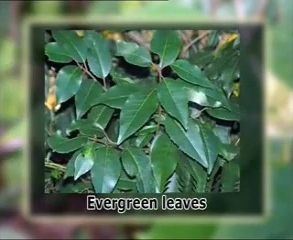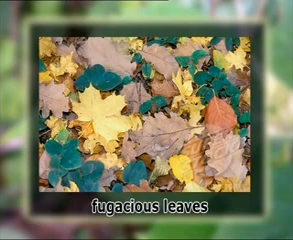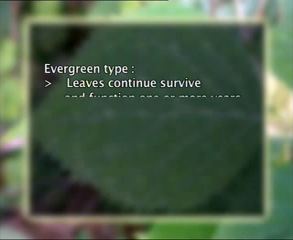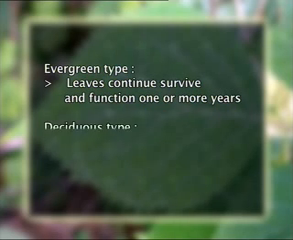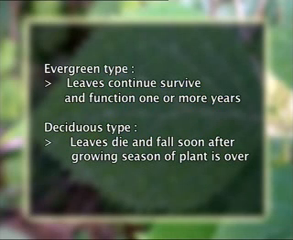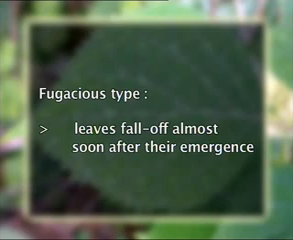Depending upon the duration, leaves are of evergreen, deciduous, and fugacious types. In the evergreen type, the leaves continue to survive and function for 1 or more years. In the deciduous type, the leaves die and fall soon after the growing season of the plant is over. In the fugacious type, the leaves fall off almost soon after their emergence.